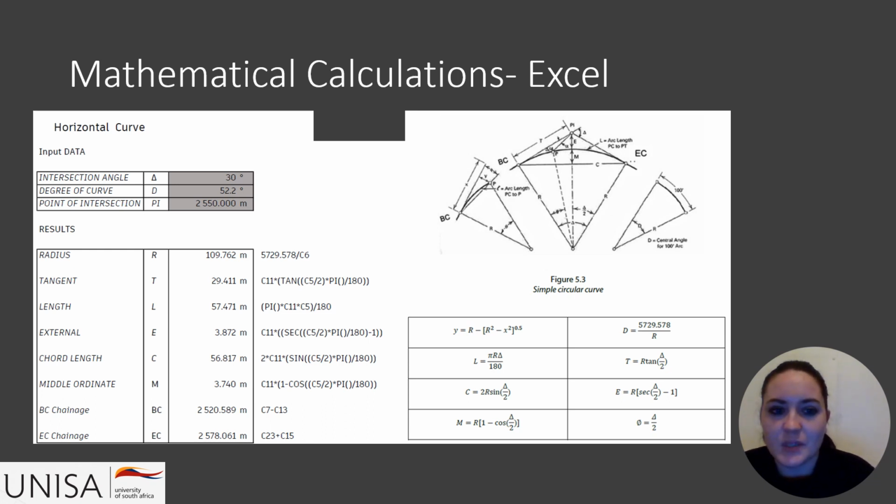of this particular horizontal curve was 3.872 meters. The chord length came to 56.817 meters. Middle ordinate, beginning of curve chainage and end of curve chainage are as seen on the screen. The formulas used in the standards are given on the right.